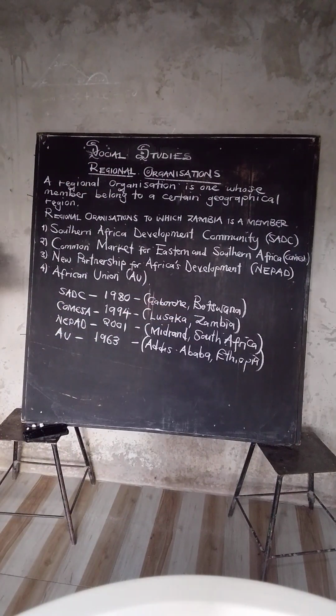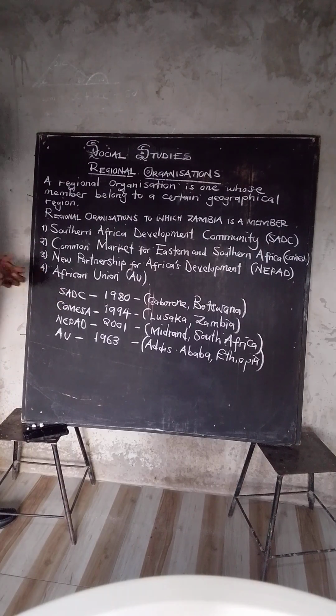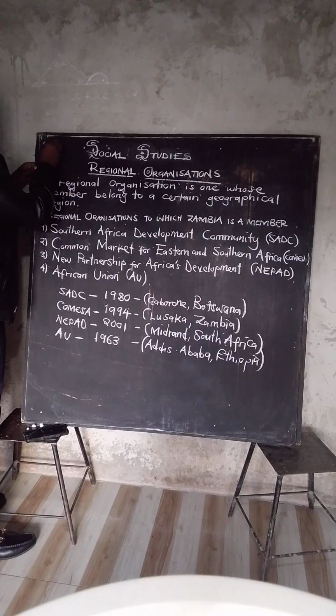Now after doing this, we're supposed also to know the countries which belong to SADC. What can help you is to come up with a map of Africa. So let me just come up with a simple map of Africa.